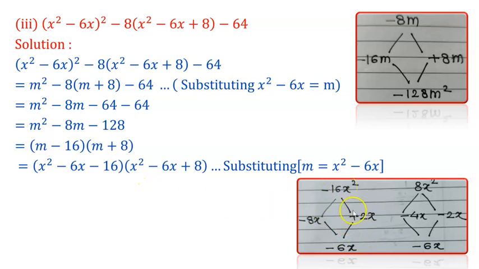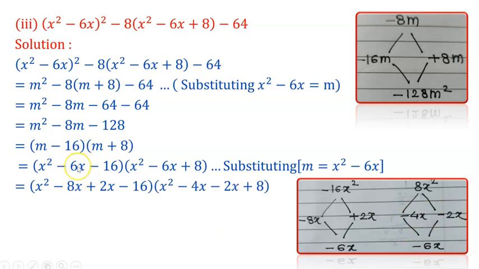Okay. For the next expression, x square minus 6x plus 8, the product of first and last is 8x square. Middle is minus 6x. Now find the two numbers such that whose sum is minus 6x and the product is 8x square. The numbers are minus 4x, minus 2x. Okay, now here we'll replace minus 6x by minus 8x plus 2x. And here again minus 6x is replaced by minus 4x minus 2x.